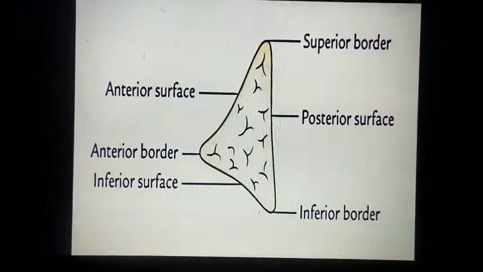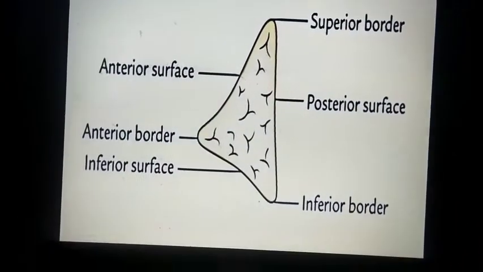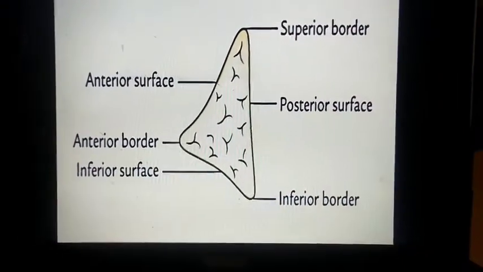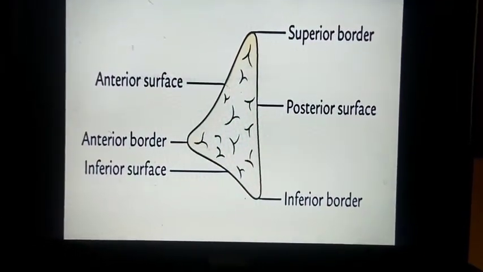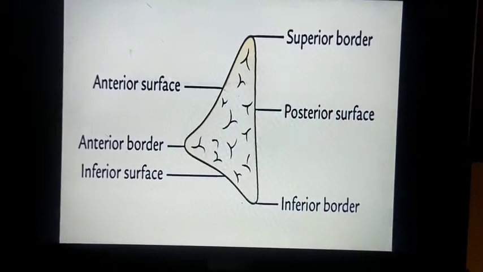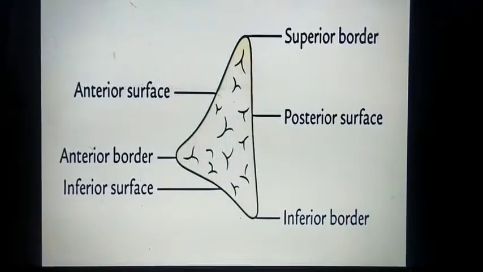And now we can go for the body of the pancreas. The body of the pancreas is triangular in shape. It has three borders and three surfaces. One is the superior border, another is the inferior border, and another is the anterior border.